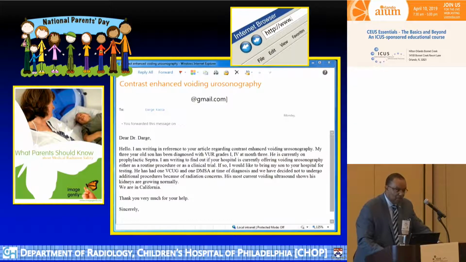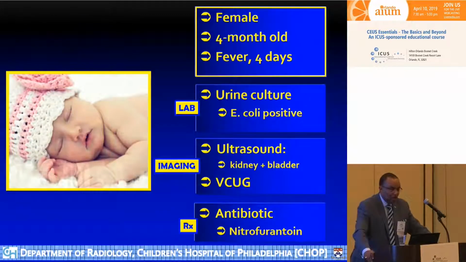So that's an important realization. So let me start off with a case of a 4-month-old female patient who came to an outside institution with fever for 4 days. Urine culture was done, and E. coli grew, and ultrasound of the bladder and kidneys was performed along with VCUG. Based on those results, the physician decided to put the patient on antibiotic prophylaxis.